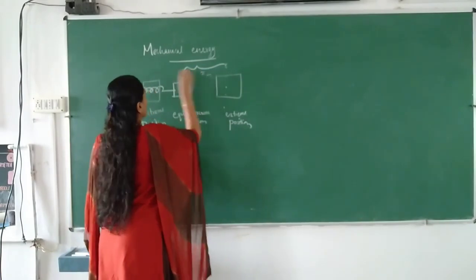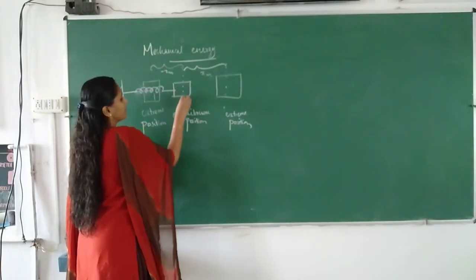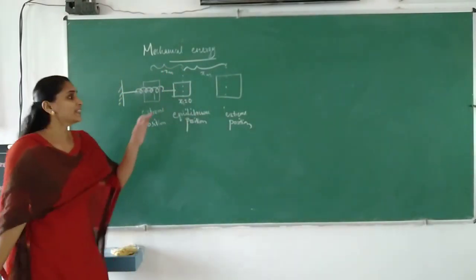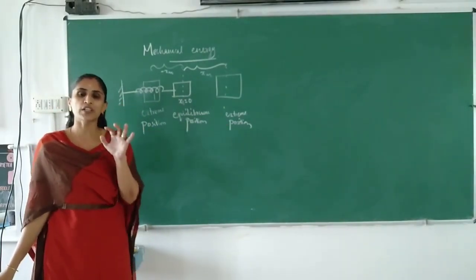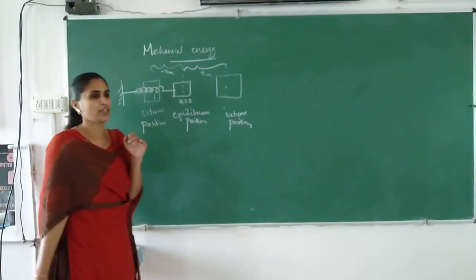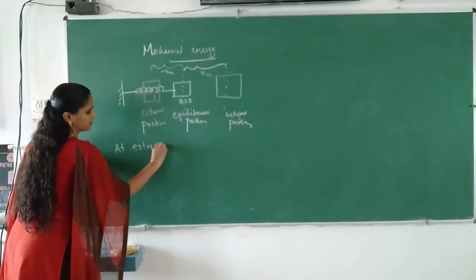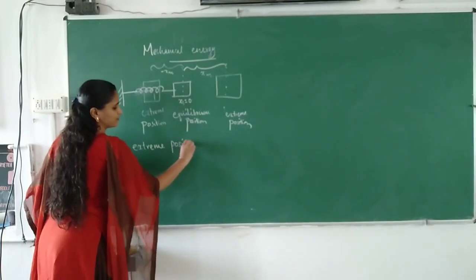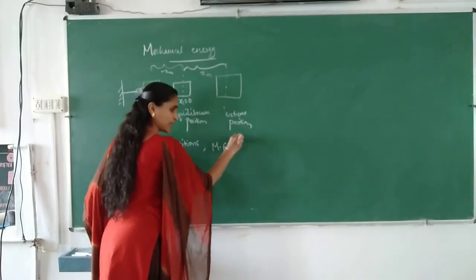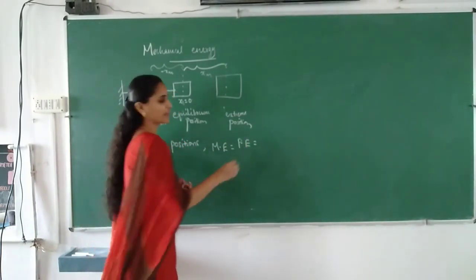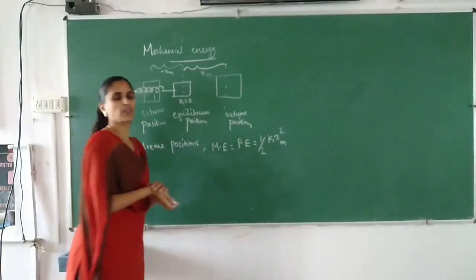This is xm, and this also corresponds to minus xm, okay, and here x is equal to 0. So when it is at the extreme positions, we can say total mechanical energy will be purely potential. Okay, so we can write at extreme positions, total mechanical energy is equal to purely potential energy, and that is given by half k xm square, because at that instant the object will be momentarily at rest.